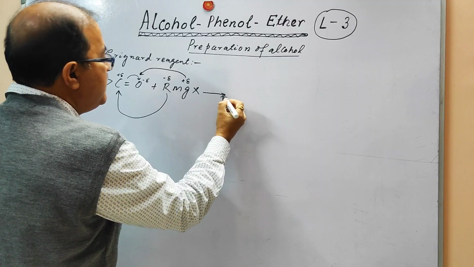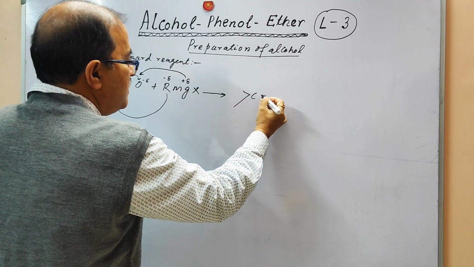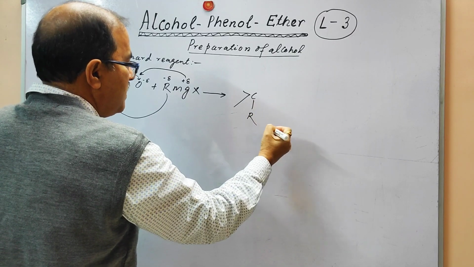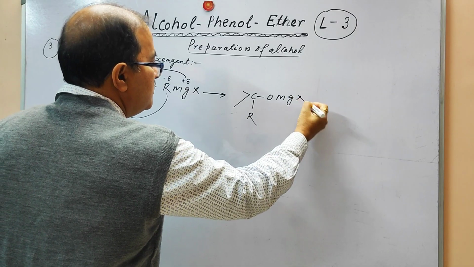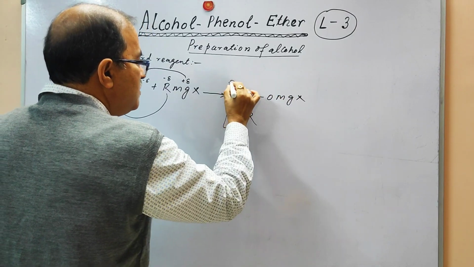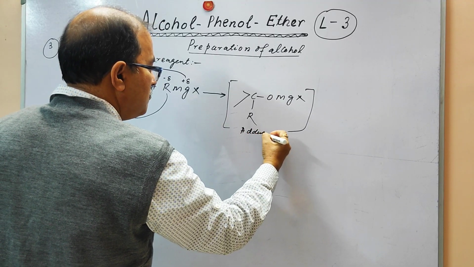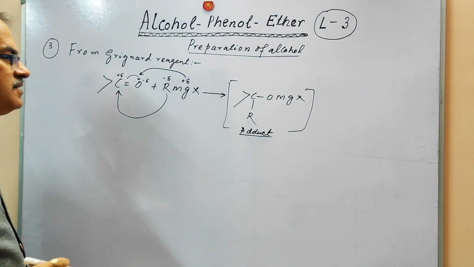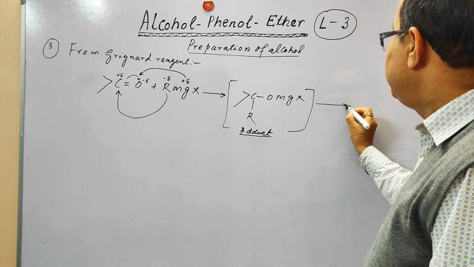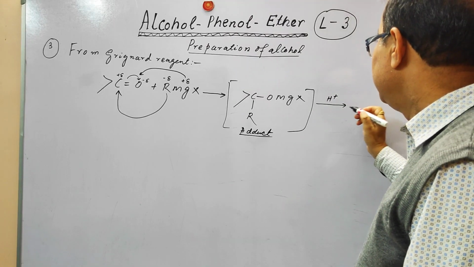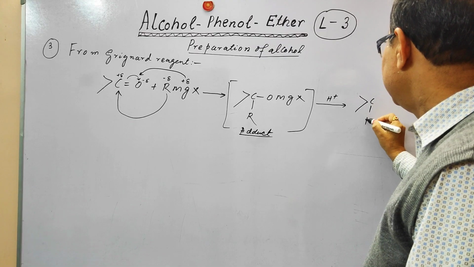So it will create an adduct. This is called an addition compound. Here you can observe R, and here OMgX. This is an addition compound, which is an adduct, you can say. And this adduct, when hydrolyzed by H plus, is going to produce the alcohol.